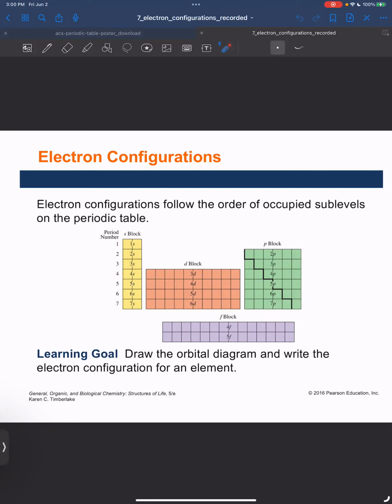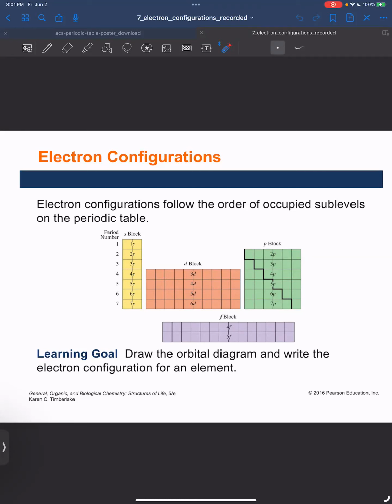And the principal quantum number also tells us the number of sublevels. So n equals 1 has 1 sublevel, n equals 2 has 2 sublevels, 2s, 2p. n equals 3 has 3 sublevels, 3s, 3p, 3d. And n equals 4 has 4 sublevels, 4s, 4p, 4d, and 4f. And that's as high as we will go in this class.